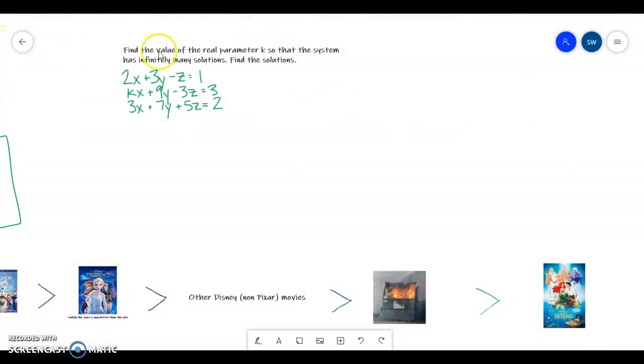Okay, so here we go to the last question, which won't take as long. So we want to find the value of k such that it leads to this system having infinitely many solutions, and then we want to find the solutions. Okay, so we do that by creating equations that are multiples of one another.